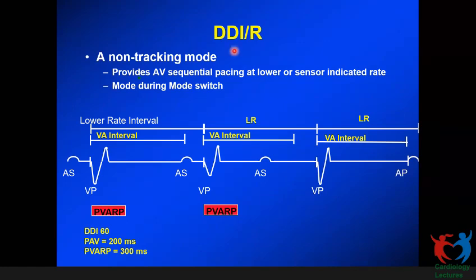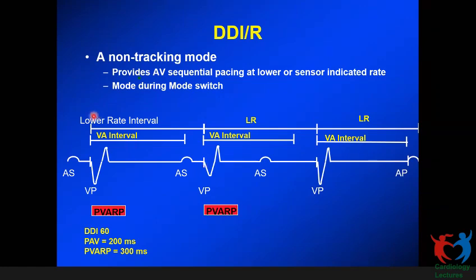This is different from DDD mode, where the basic timing is based on the atrial channel, whereas in a DDI mode, the timing is based on the ventricular channel. As I describe the timing cycle, you can see it will not be tracking the atrium. As a result, you will not be tracking the faster atrial tachyarrhythmia to pace the ventricle, which means we disengage atrial tracking. Here, the lower rate is based on the ventricular channel, unlike in a DDD mode. On V pace, it starts a lower rate interval. At the expiry of the lower rate interval, it delivers a ventricular pace in the ventricular channel.